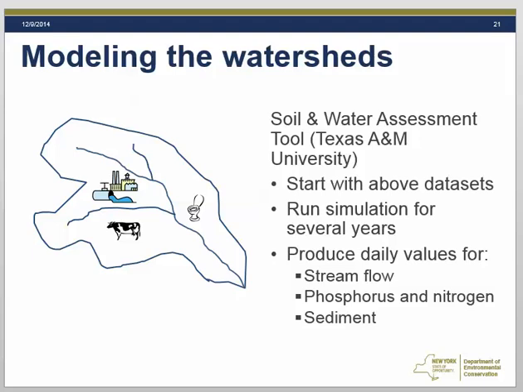The output we get from the models will be daily values of stream flow, phosphorus, nitrogen, and sediment loads. So we can use this model to determine how much phosphorus is being delivered now, but we can also use it to estimate how this may change as the watershed changes.